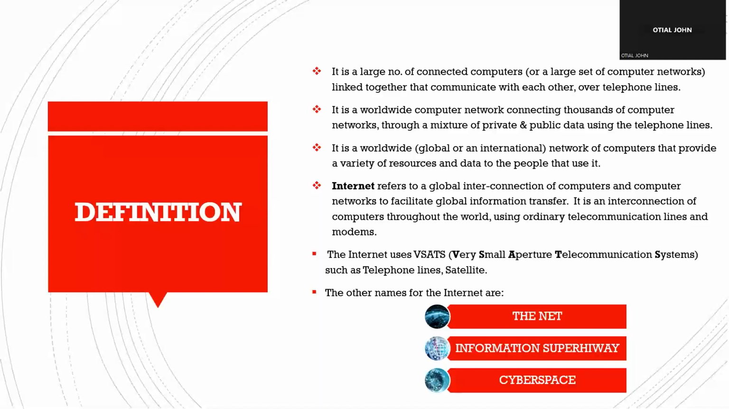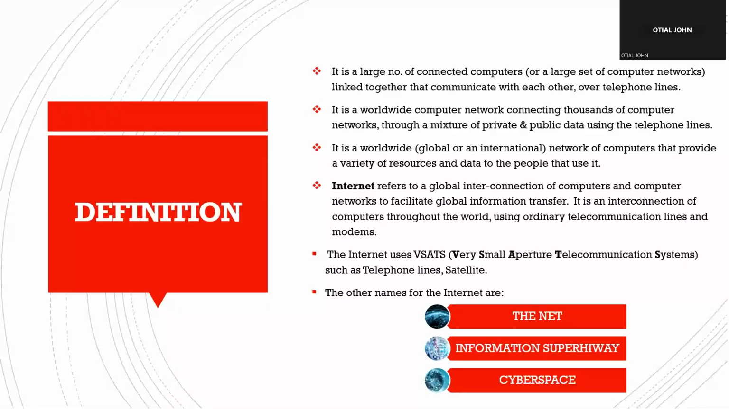So we said that the internet consists of a large number of computers which are connected together. This connection happens through what we call telecommunication lines for the purpose of resource sharing. So that is what we mean by the word internet.